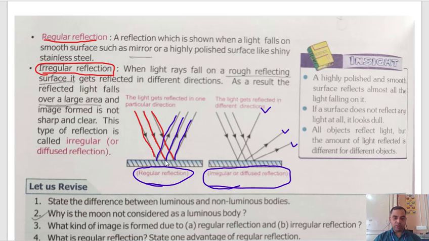If the shape is regular, then it will be a regular reflection. If the shape is irregular, then it will be an irregular reflection. So regular reflection is shown when light falls on a smooth surface such as a mirror or a highly polished surface, like shiny stainless steel. What is stainless steel?